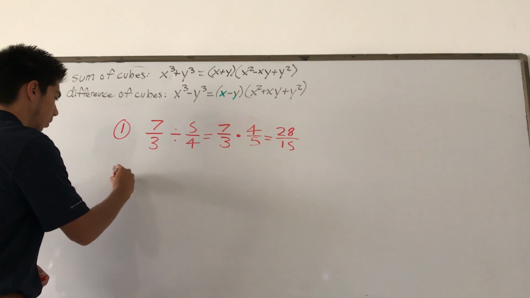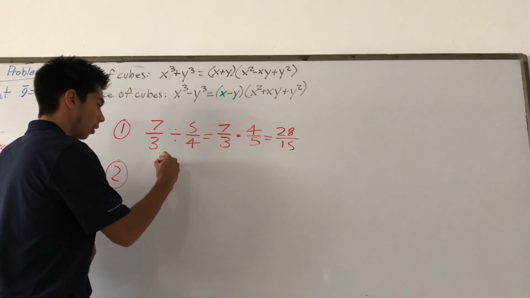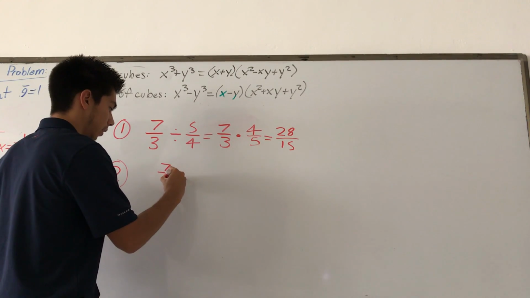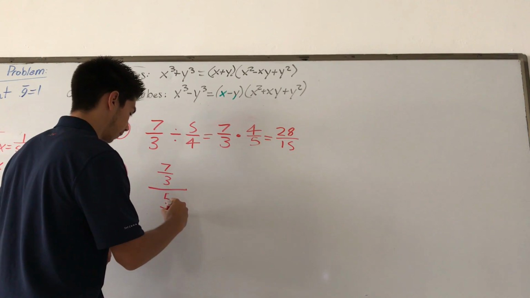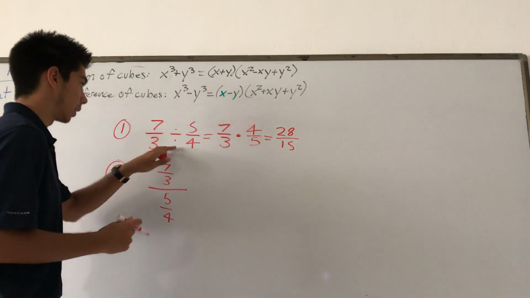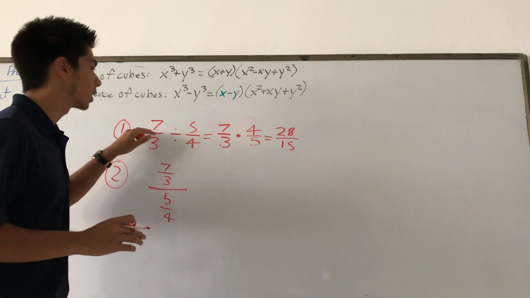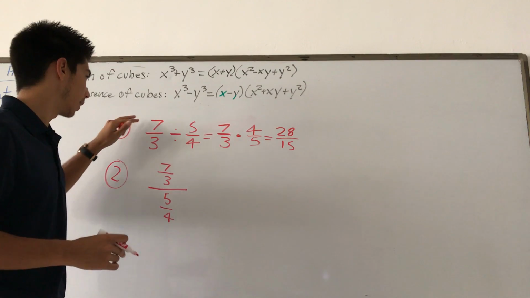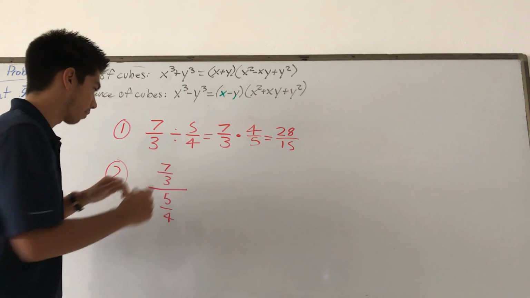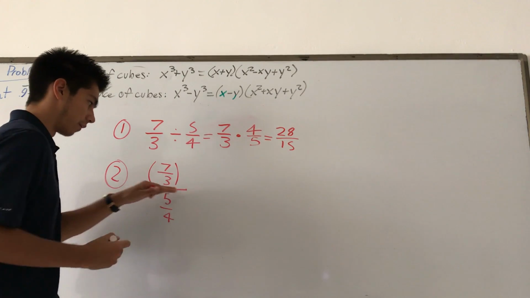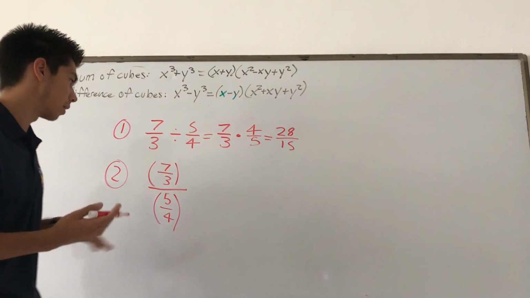And method 2 looks like this. So 7/3 divided by 5/4 can also be written like this: 7/3 over 5/4. Okay? So remember that these fraction bars right here between the 7 and the 3 mean 7 divided by 3. So you just have basically 7 divided by 3, divided by 5 divided by 4. So you can write it either way.